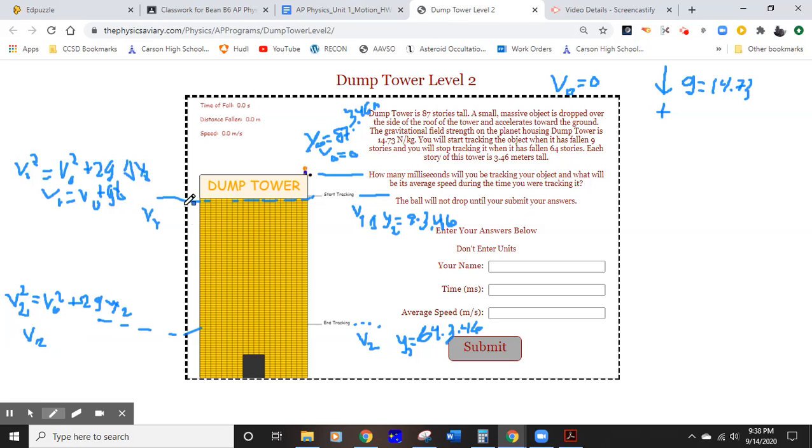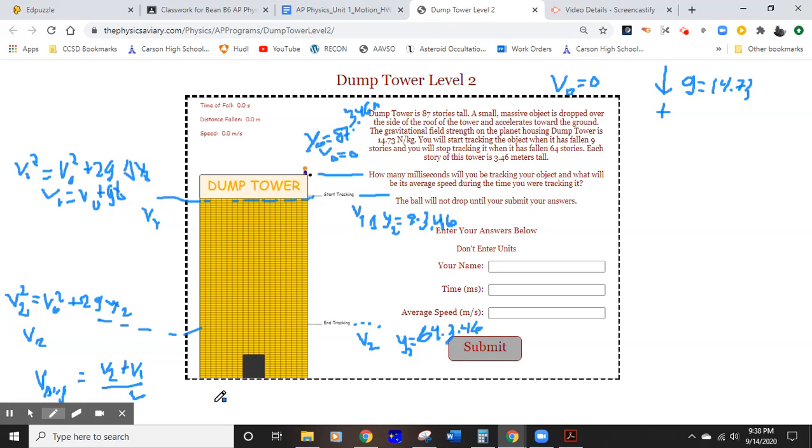So we got the velocity here and we got the velocity here. So to find average velocity, average velocity is going to be V2 plus V1 divided by 2. That'll get us average velocity.